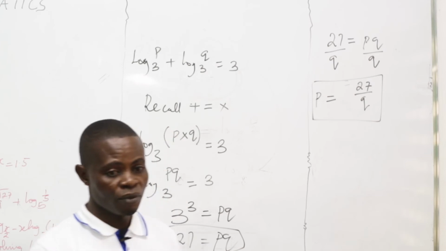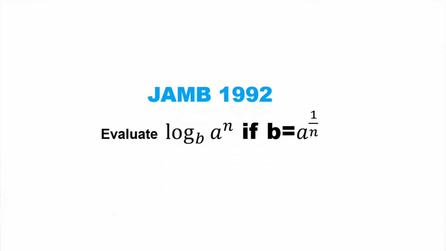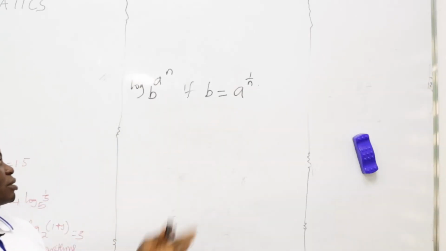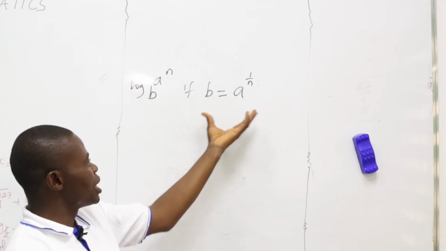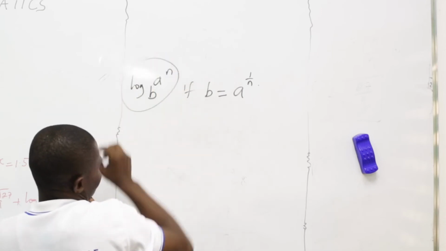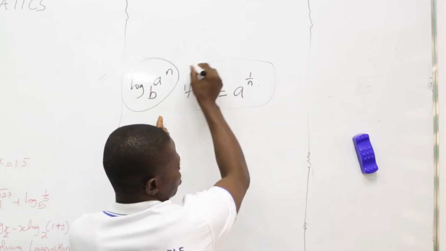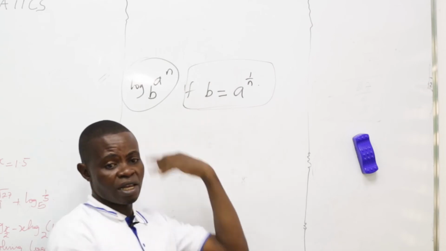Let's see another question. Okay, evaluate log base B of A power N if B equals A power 1 all over N. Look at this. It's also a bit complex. It's something where you need to remember the base of logarithm. So I will select this place. I want to pick this first. Don't bother yourself about this because it's scaring. If you look at it, it's somehow scaring. Somebody has given you this by telling you: if this is this, then evaluate this.